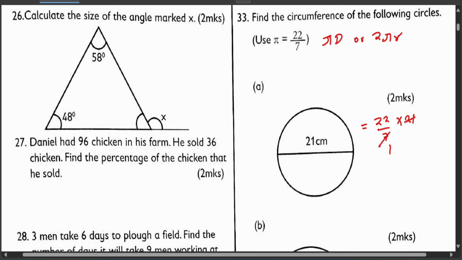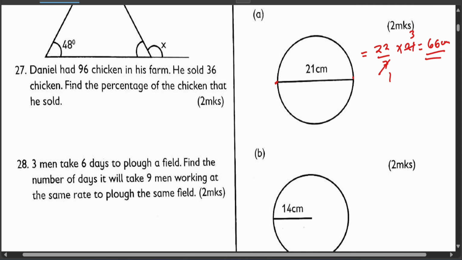So by 7 by 7. Ukiniuliza diameter nini? Diameter ni ile line ambayo yakata hiyo circle nusu kwa nusu from one point of the circumference to the other point of the circumference. So 22 times 3 is 66 centimeter. So that is our circumference.